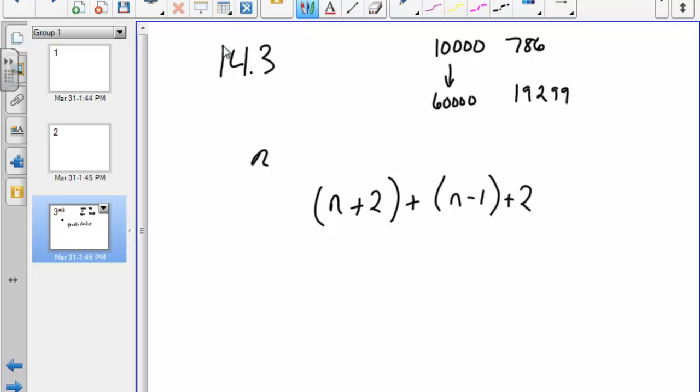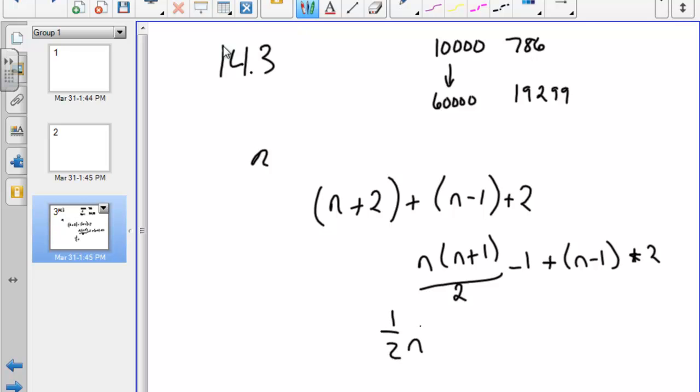So you can simplify this into the following. We can get it down to there, and if you expand that out, we end up with 1/2 n squared plus 5/2 n minus 3. That says that for any given array size n, it's going to take that many steps to sort this entire array.